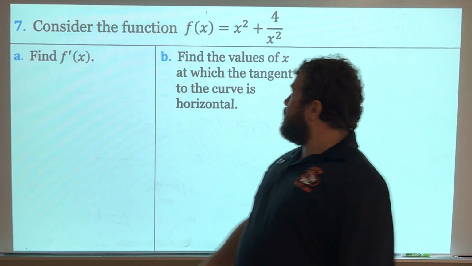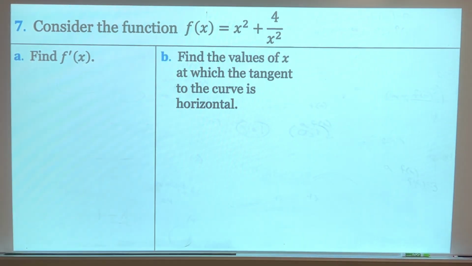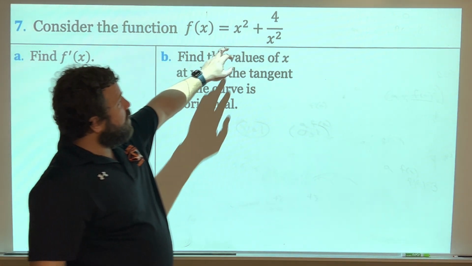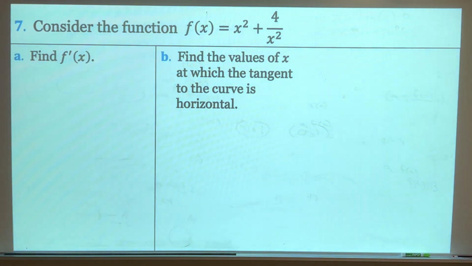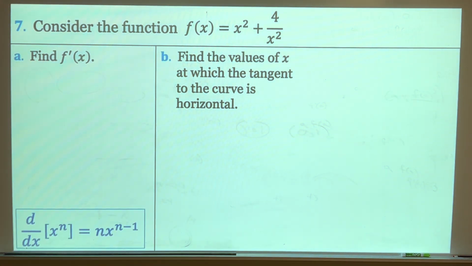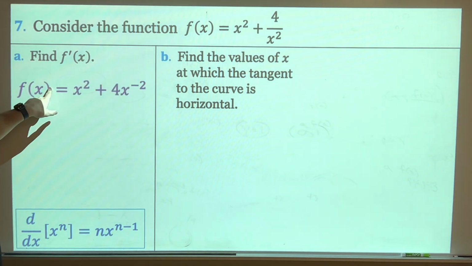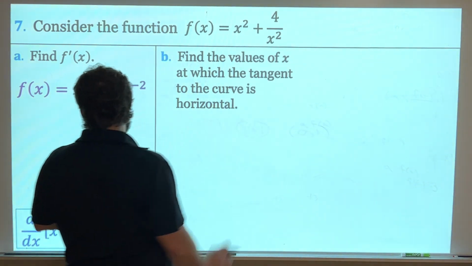Consider the function f of x equals x squared plus 4 over x squared. Find f prime x. Want to rewrite this? All right, so you should have rewritten it. Then we're going to use our power rule. F of x equals x squared plus 4x to the negative 2, because this is on the bottom, that's why it's a negative exponent.